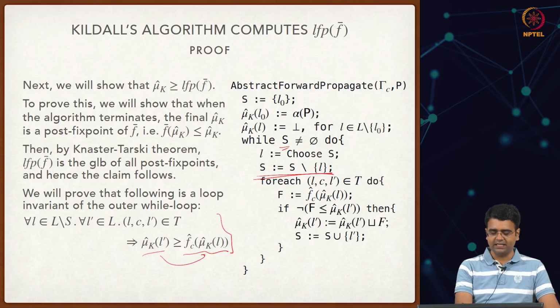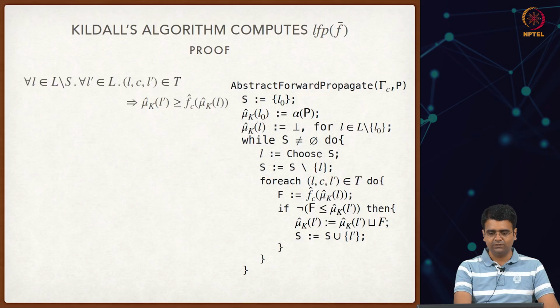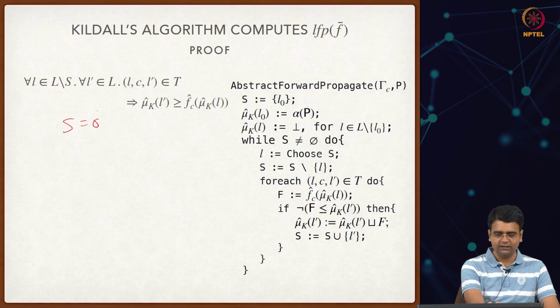Now how does this actually help us? So how to connect this loop invariant with what we want to prove, which is that this mu hat k is a post fixed point of f bar. Okay. So if this is the loop invariant, what is going to happen when you exit the loop? When you exit the loop, I know that S is empty. So this is the only case where you exit the loop. So if S is empty, that essentially means that I can remove this S here.